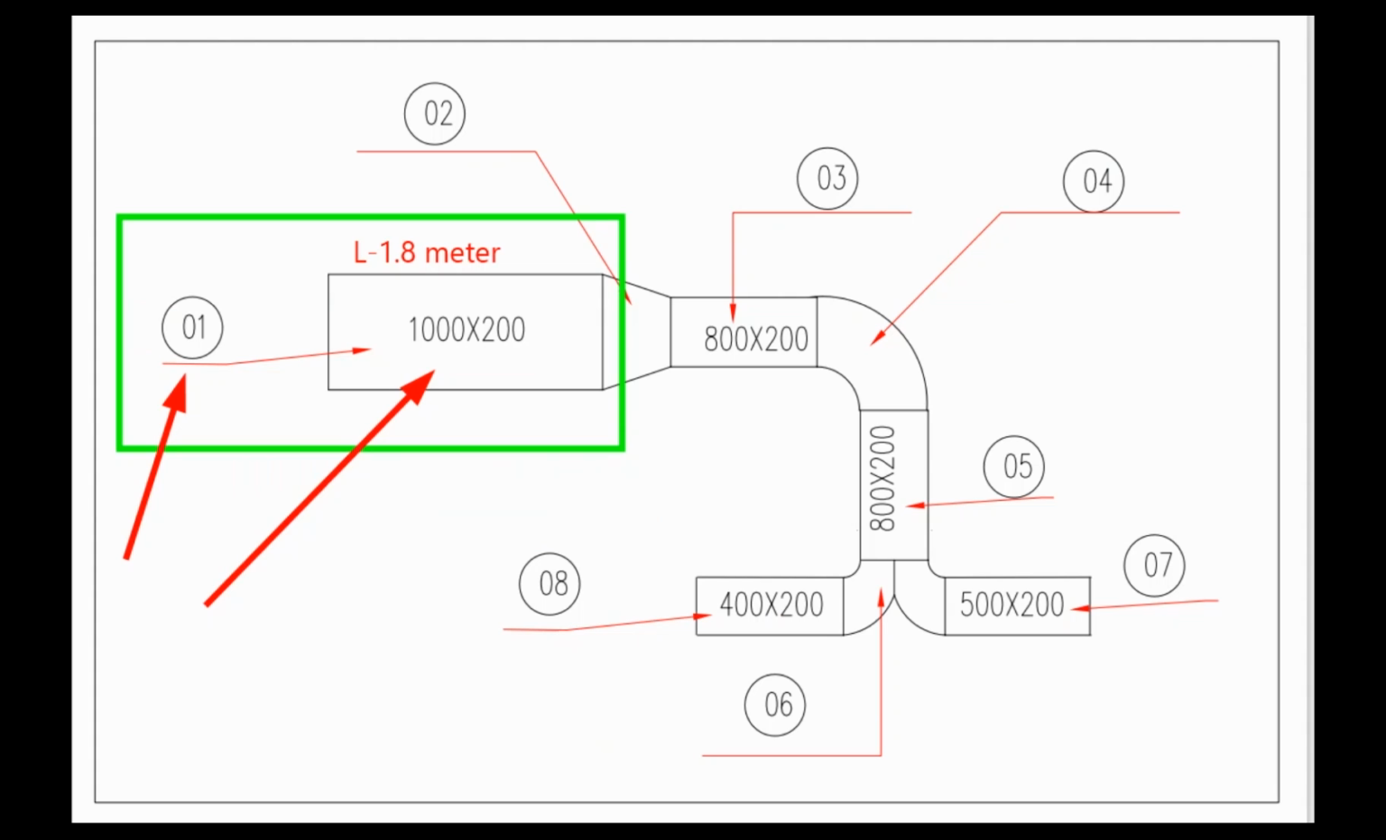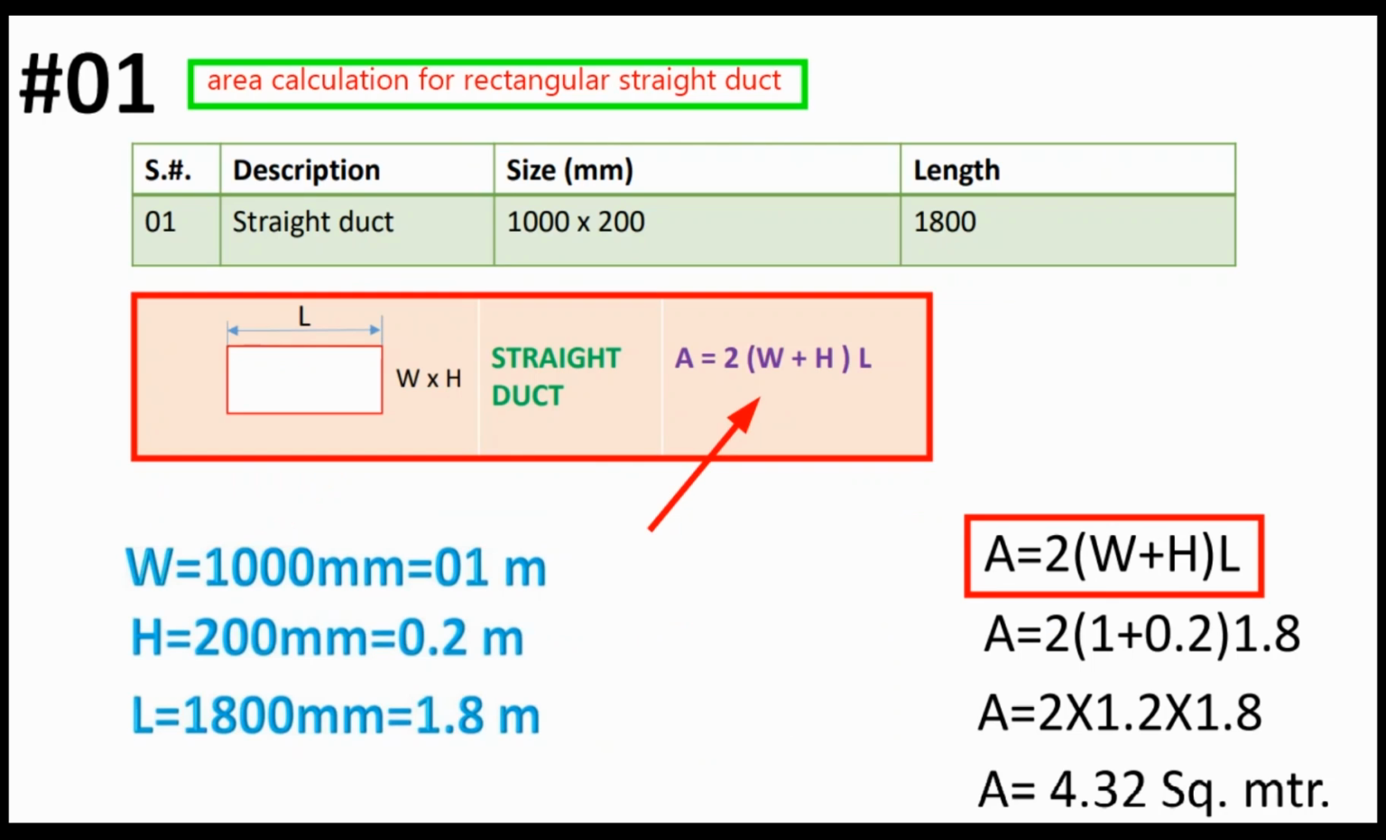We will start our sample calculation from item number 1, that is the rectangular duct of size 1000 by 200, length 1.8 meter. As we have a straight duct of size 1000 by 200 mm and length 1800 mm, let us convert these dimensions into meters. Width equal to 1000 mm equal to 1 meter, height 200 mm equal to 0.2 meter, and length 1800 mm equal to 1.8 meter. And we have the formula for the area calculation of a straight duct.